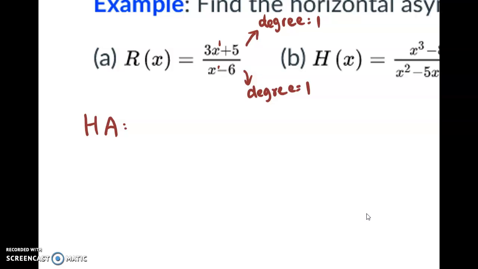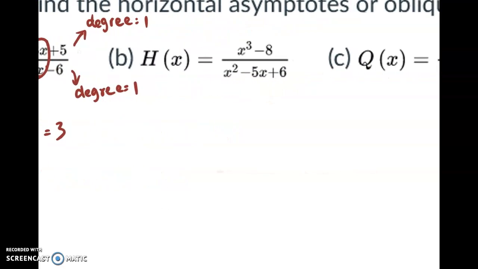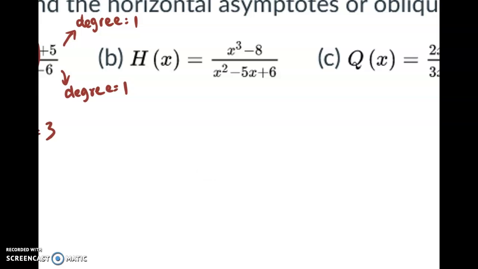And the horizontal asymptote is the equation y equals the quotient of the leading coefficients. In this case, it's the same, which is 3. So we have a horizontal asymptote, which is y equals 3. Since there's a horizontal asymptote, there's no oblique asymptote because they cannot exist at the same time. Now let's look at B here for function h.